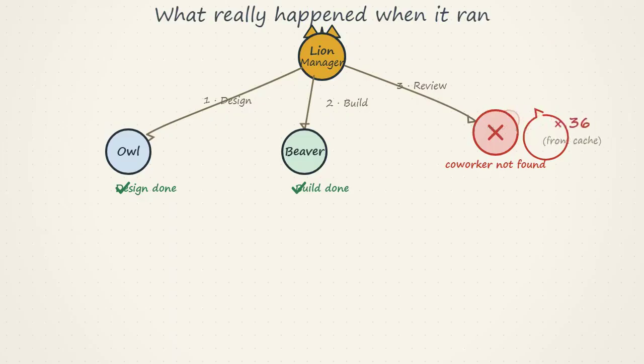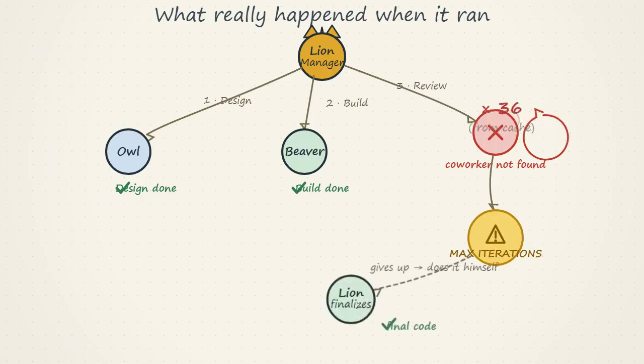This is where CrewAI steps in with the yellow warning, maximum iterations reached. It's a built-in safety brake. An agent can never loop forever, burning time and API cost. So the lion stops delegating and finalizes the answer himself.